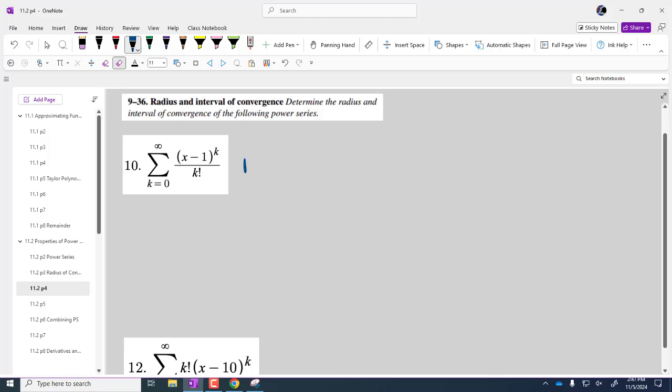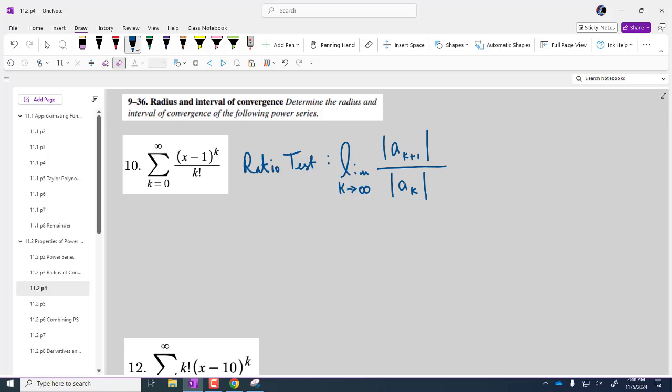So the ratio test, remember, we're going to take the limit as k goes to infinity of the ratio of consecutive terms. So we're going to take a sub k plus 1 divided by a sub k, all in absolute value, so we are in fact finding absolute convergence. So this whole thing is a sub k.